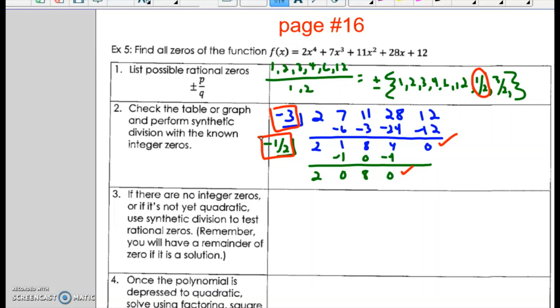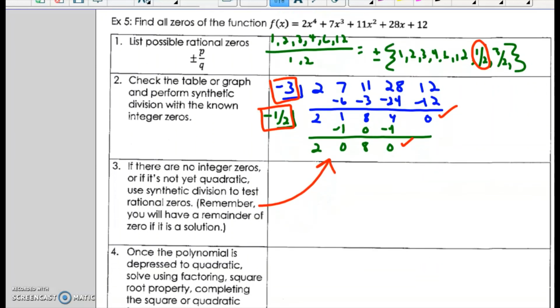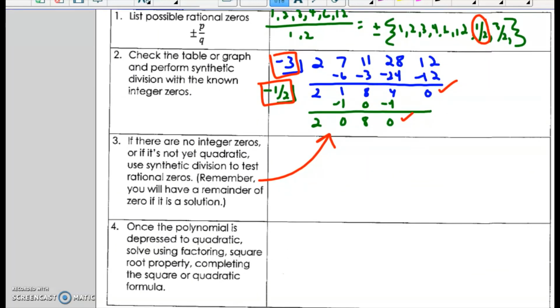So we just did step 3. That's step 3 right there. Okay? So we go down to step 4. Once the polynomial is depressed to quadratic, we now have a quadratic. So we have 2x squared plus 8 equals 0. Now we can start to solve using the rest of our methods that we know, like square root property, which is what I'm going to use.